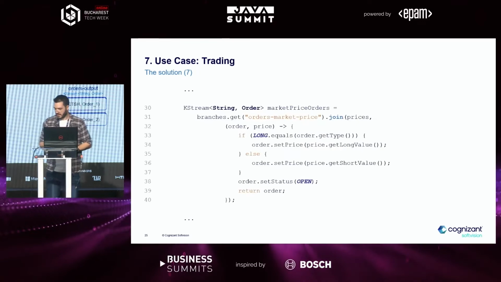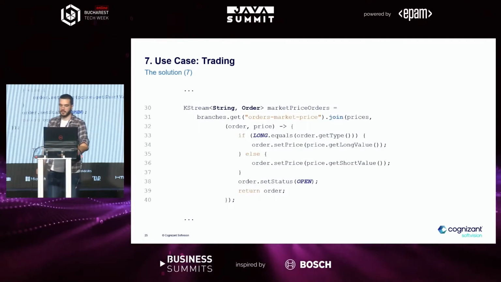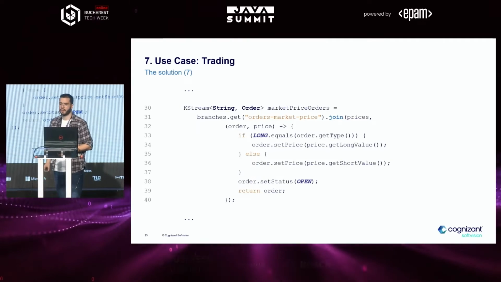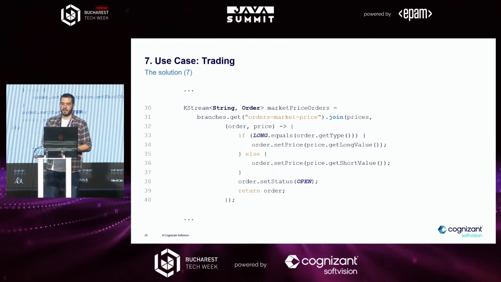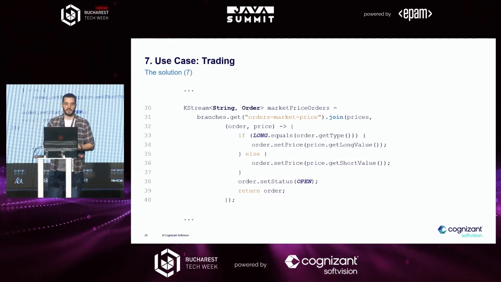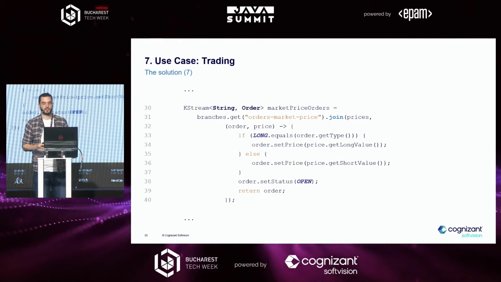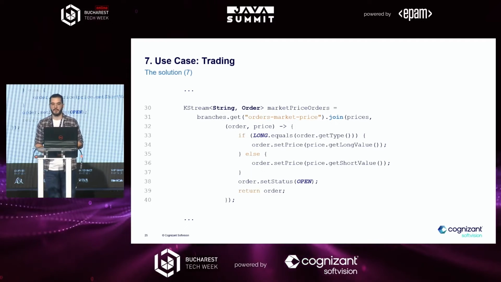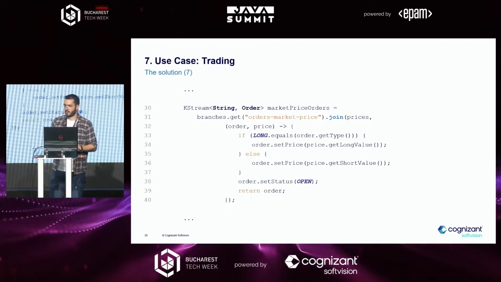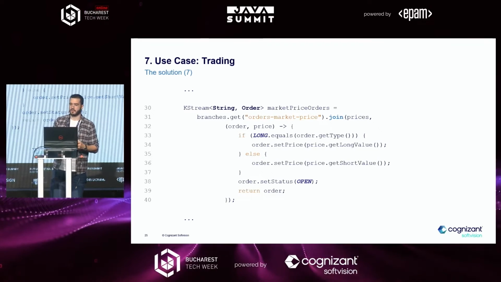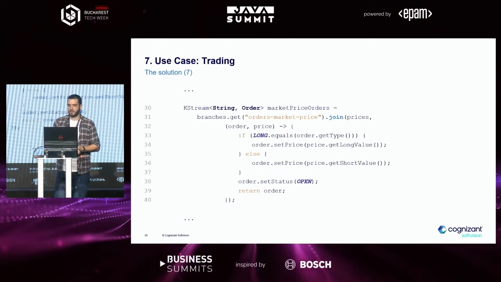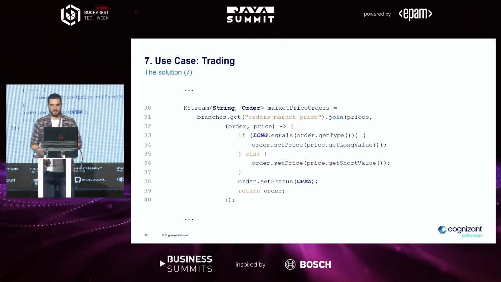The code for this operation consists of getting the KStream from the orders market price branch and joining it with prices, again by passing a lambda function which takes in the order and price objects, sets the order's price based on the order's type, and returns the order. Also, it sets the order status to open.